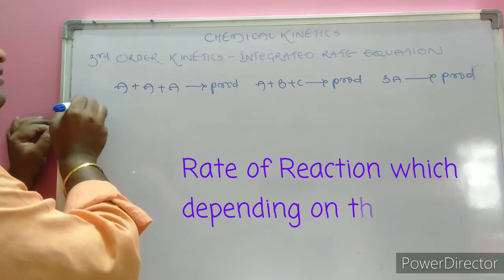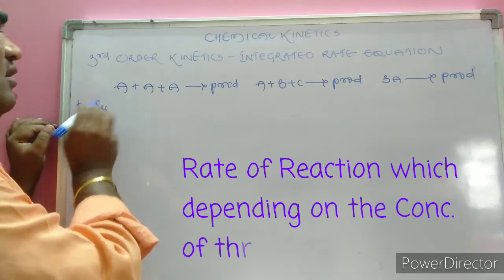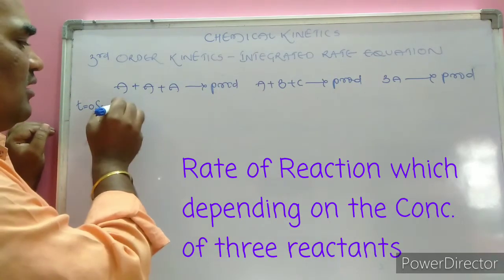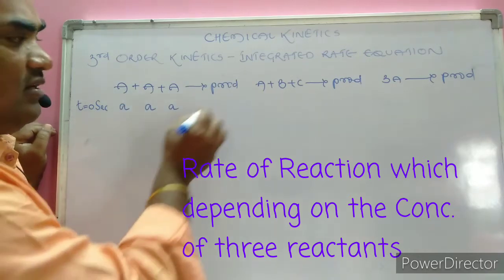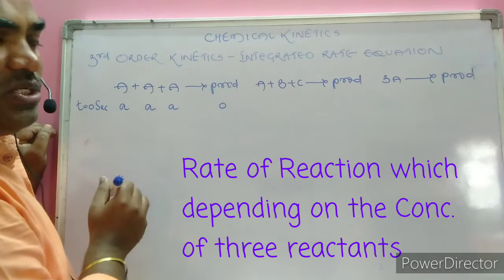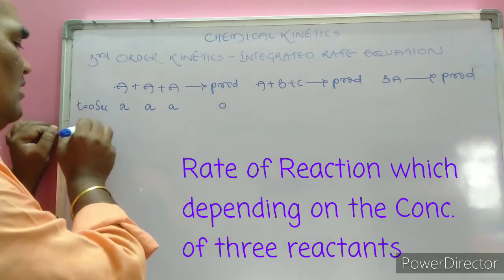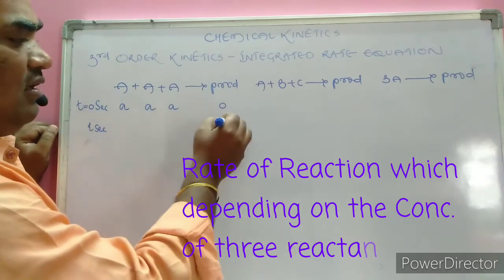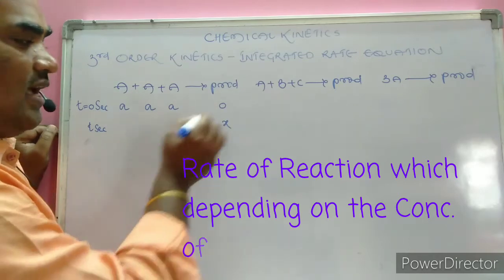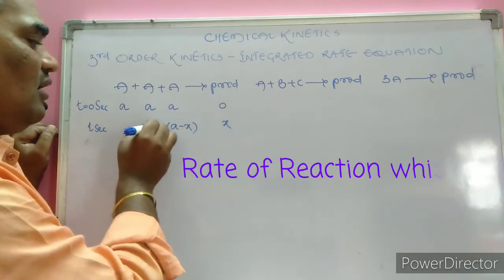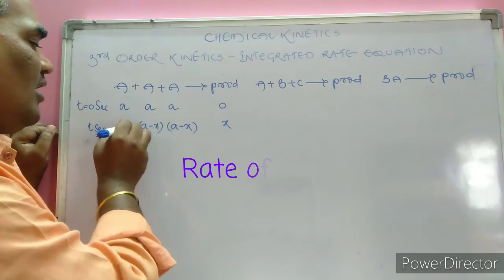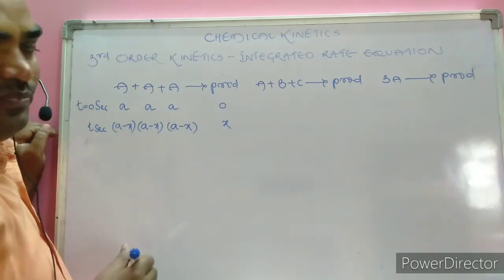We know well that at t equal to 0 seconds, the reaction has not yet begun. The initial concentration of the reactant is a moles per liter. The product concentration is 0. After a certain interval of time, t seconds, the product concentration is x moles per liter. Hence the left concentration of the reactant is A minus x.